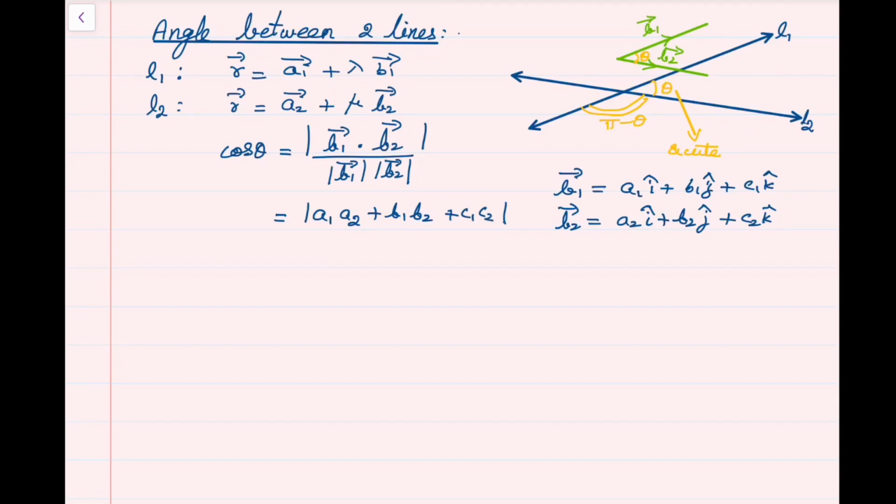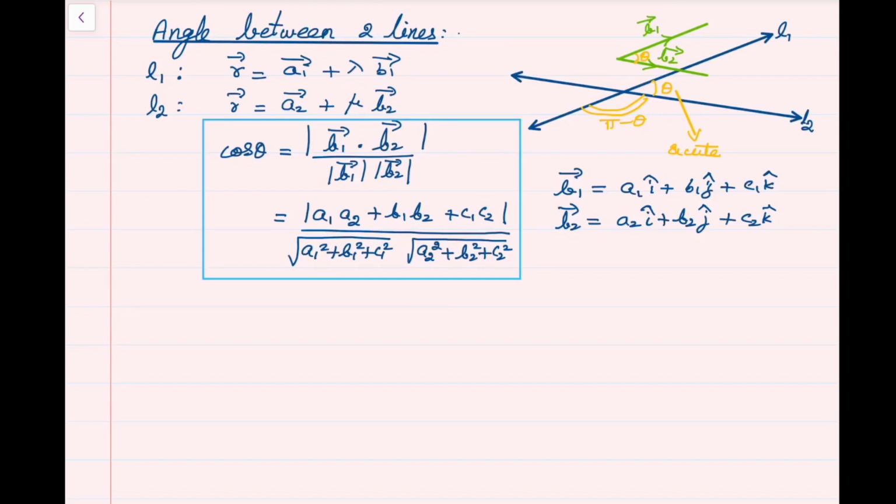An absolute value sign to make our answer positive, so that we will give the acute angle between the two lines, divided by magnitude of the first vector, root of a1 square plus b1 square plus c1 square, and magnitude of the second vector, root of a2 square plus b2 square plus c2 square. This formula is in vector form and this formula is in Cartesian form. These are the formulae to find the angle between two lines.